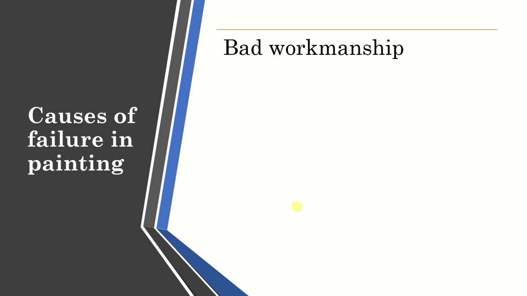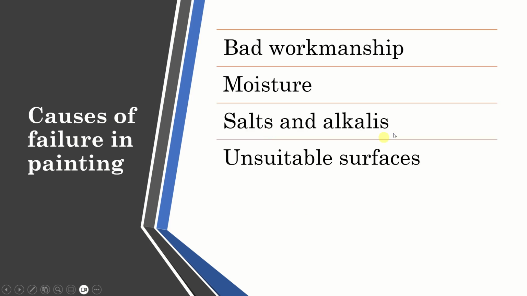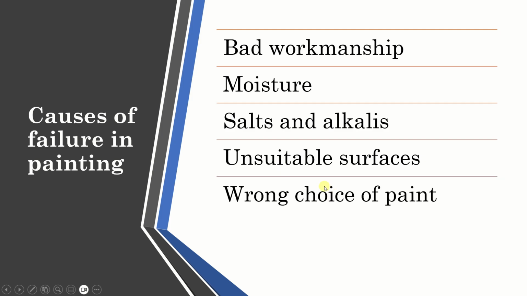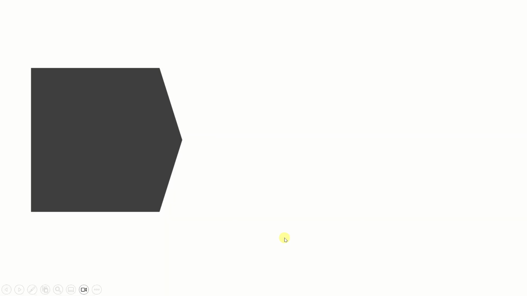So due to improper paint, the paint will be like pouring down. So causes of failure in painting. So what causes all these defects? So bad workmanship, moisture, salts and alkalis. That will cause efflorescence, moisture, dampness. That may cause the bacterial growth, unsuitable surfaces and unsuitable paints, wrong choice of paint, tools of painting.